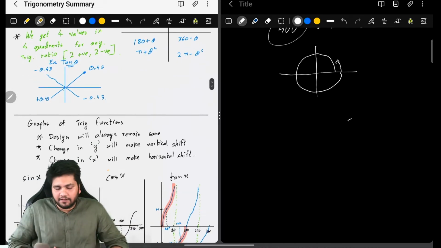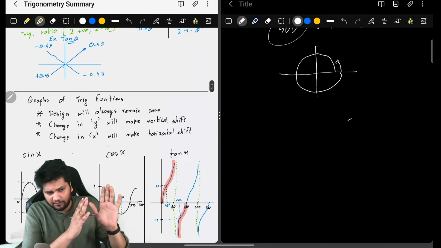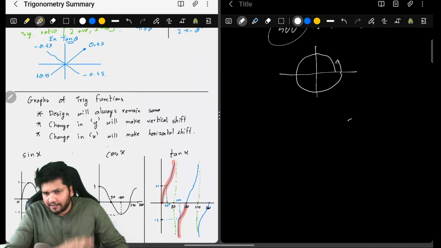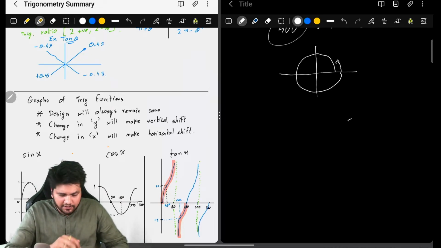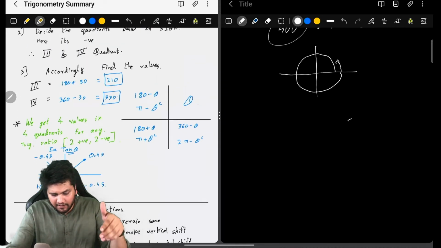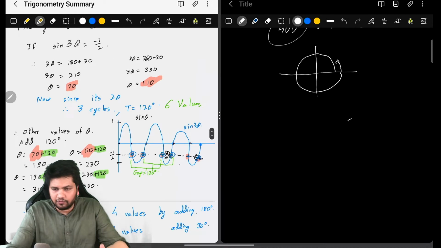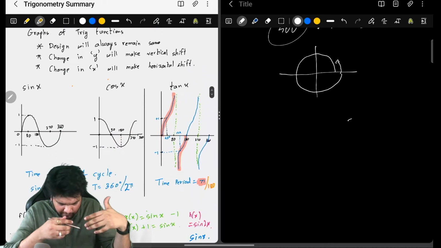So now we are going to understand the graphs of trigonometric functions. Be it any graph, the design of the trigonometric functions will always be the same. And don't worry, we are going to come back to inverse trigonometry later when it comes to 2 theta, 3 theta and all those things. But before that, we are going to understand graphs to make it better.